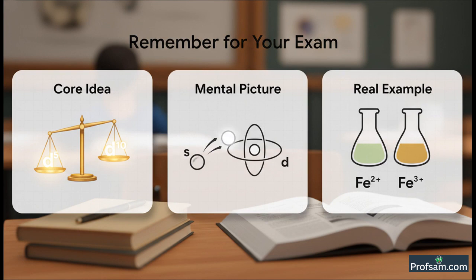Second, the mental picture. Just remember that electron jumping from the 4s to the 3d orbitals, all to create a more balanced and symmetrical arrangement. And third, the real example. The different colors of iron 2 and iron 3 solutions are direct proof that this rule has real-world consequences.